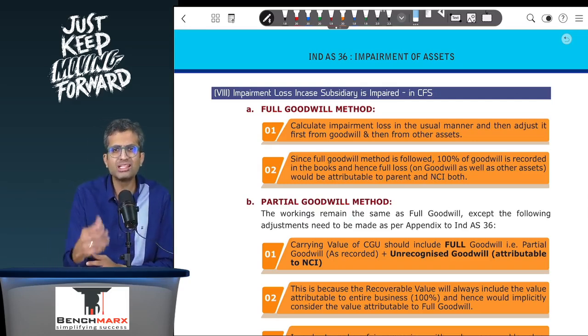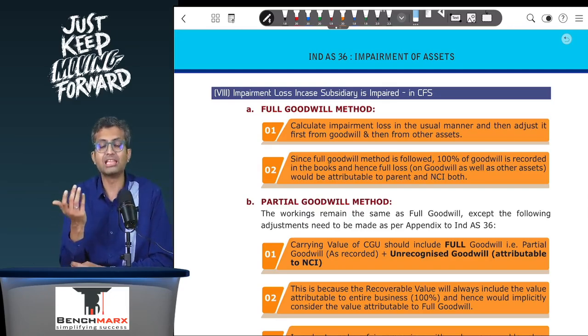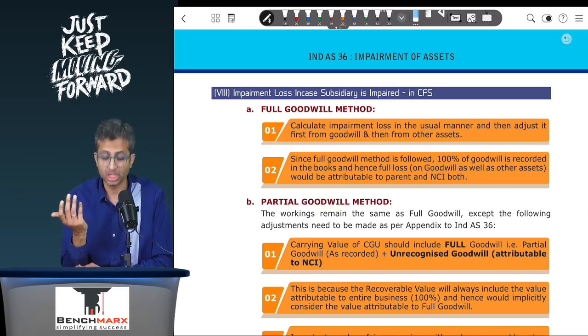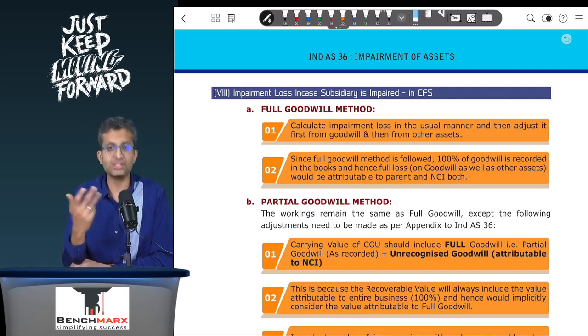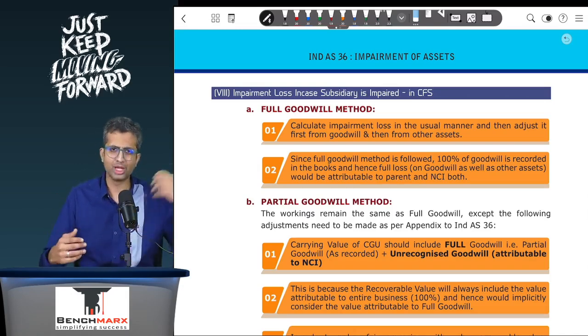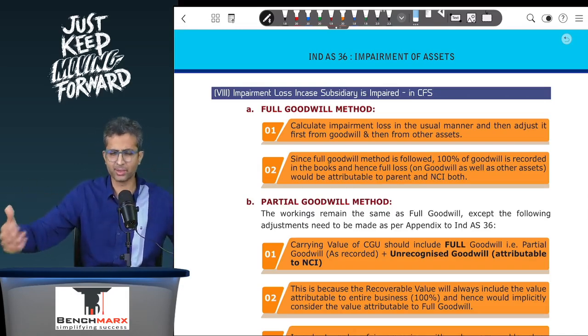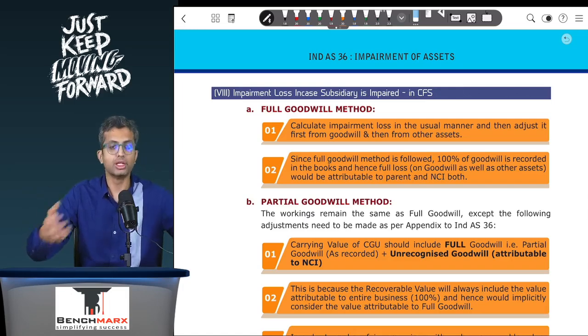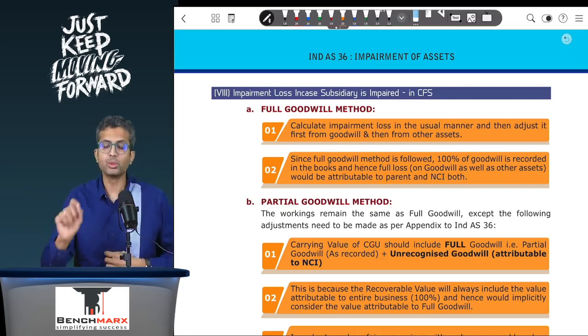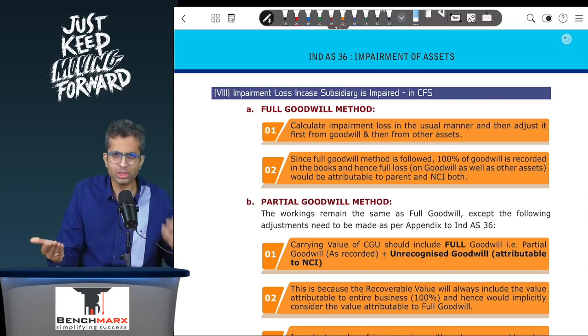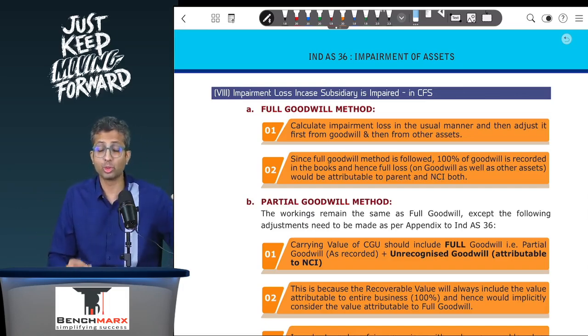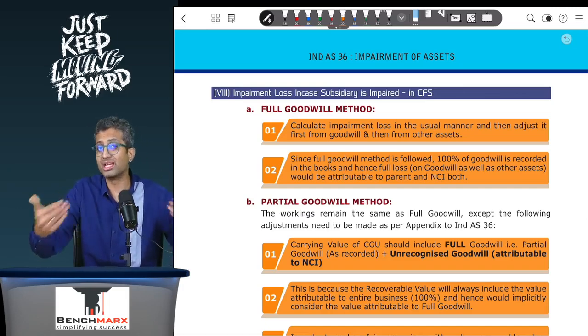So when you do this working for, let us say, partial goodwill or full goodwill, and there is an indicator of impairment in the subsidiary as a cash generating unit, you will try to find the carrying value of the CGUs in the subsidiary, or the subsidiary as a whole. While you do that, you will take the carrying value of the individual assets in the subsidiary, that is already 100% in your CFS, plus the goodwill. In case of full goodwill, you will take the entire goodwill, that is 100%, but in case of partial goodwill, your goodwill will just represent 80% of the goodwill.